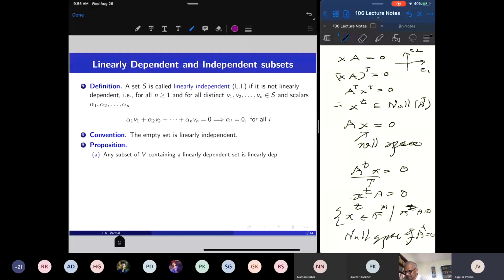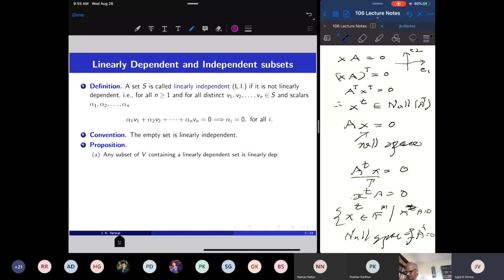Let's look at this problem. Any subset of V containing a linearly dependent set is linearly dependent. So if I enlarge a linearly dependent set, it remains linearly dependent. So when do I say a set is linearly dependent?